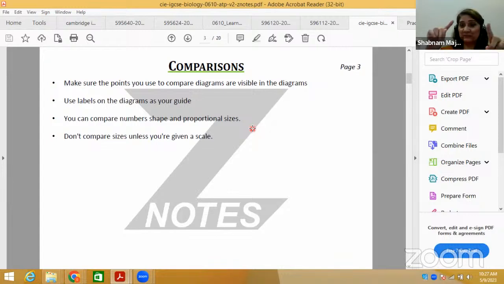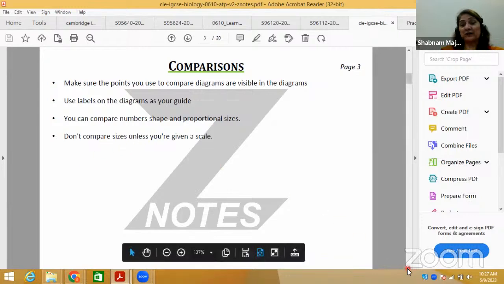Yes, you can compare on the basis of blood cells, suppose how many are present in chick or humans. So number, shape, size. Don't compare sizes unless you are given a scale.